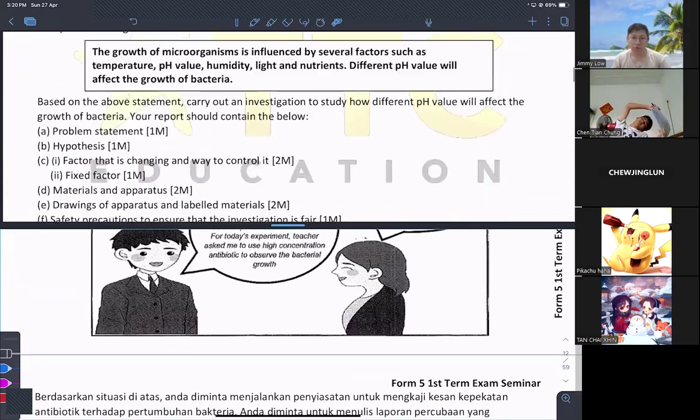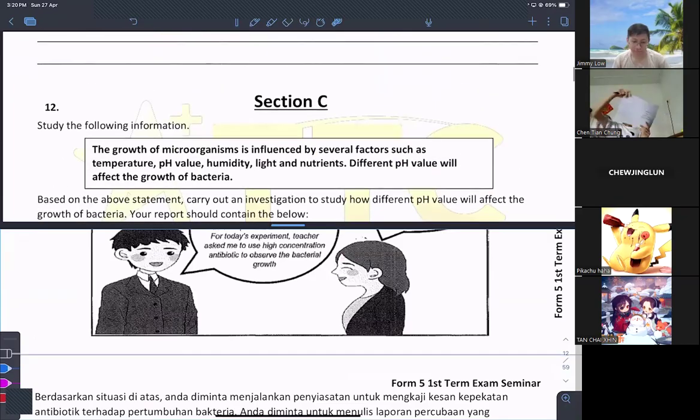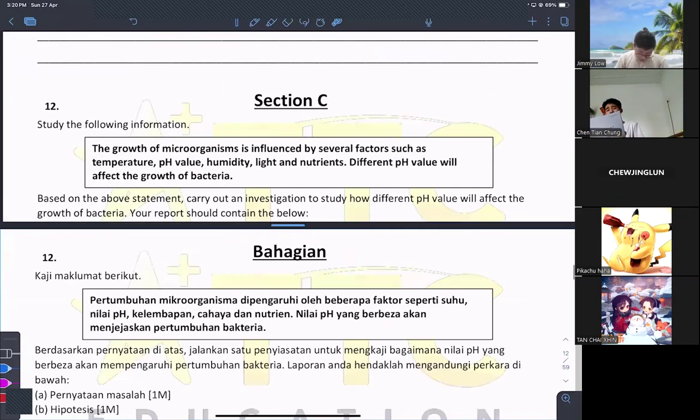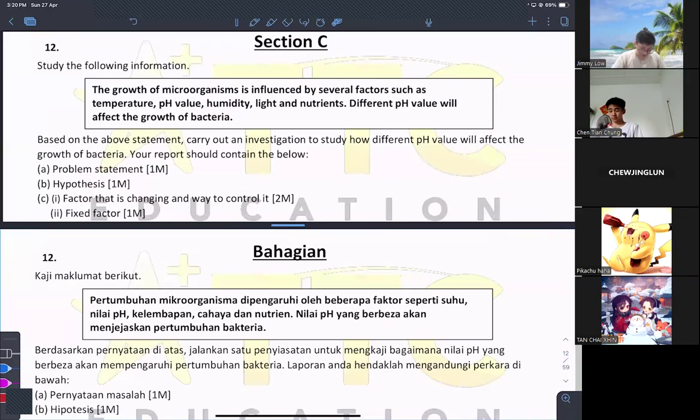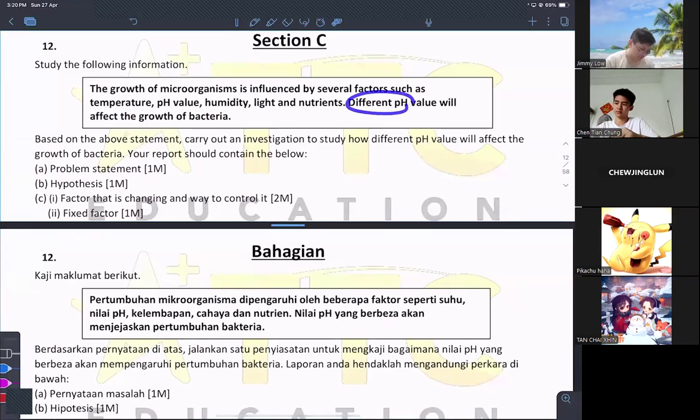You go to your page 12. Look at here, page 12. The question says as well, always seek for the MV and RV before you go into the question. Different pH value. So this pH value stands for your MV, then the growth of bacteria stands for your RV. Just seek for these two things first, only then you go into the format stuff.